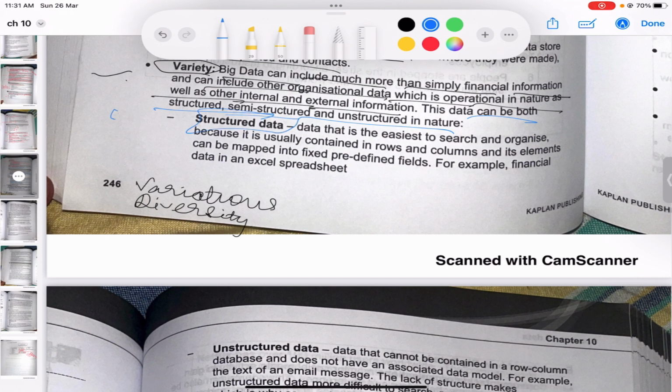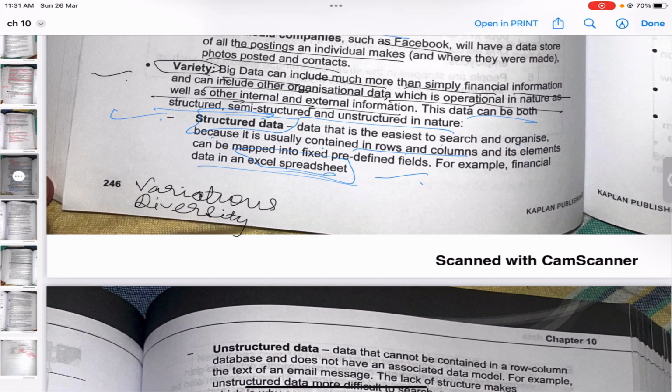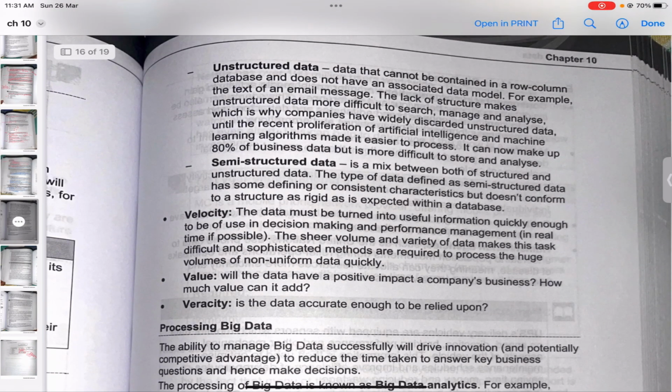Now what do you understand by structured data? Something which is in a structural format. Data that is easiest to search and organize because it is usually contained in rows and columns. Whenever you have something structurally made, it is very easy to browse through it. For example, when you look at an Excel spreadsheet, you can browse through it easily. That is something you can browse because it is structured.